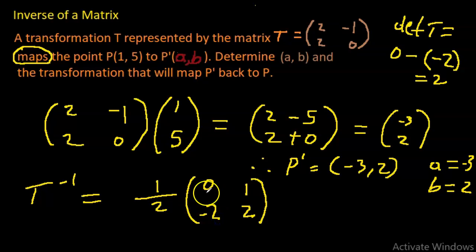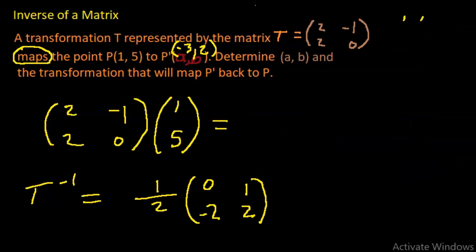Alright? So we are claiming that this matrix will map back. I remember what (A, B) was: (-3, 2). So the original T, you multiply it by (1, 5), you get (-3, 2). So the inverse will do the opposite. If you multiply the inverse by (-3, 2), you expect to get (1, 5). Let us try it, just to test if we have the correct transformation. Okay, I clear the board to make some space.